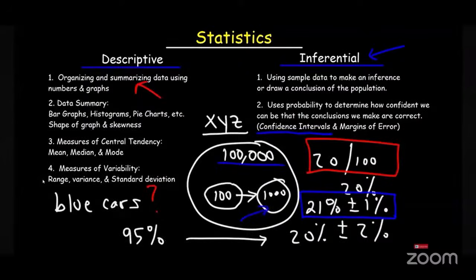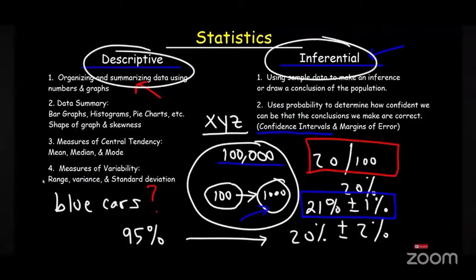So now we could say that 21% of the population prefer blue cars within a 1% margin of error. So by increasing the sample size, you can make a better prediction of the population and their preference for blue cars. And so that's a basic intro to descriptive statistics and inferential statistics. So hopefully this video gave you a better understanding of these two topics.